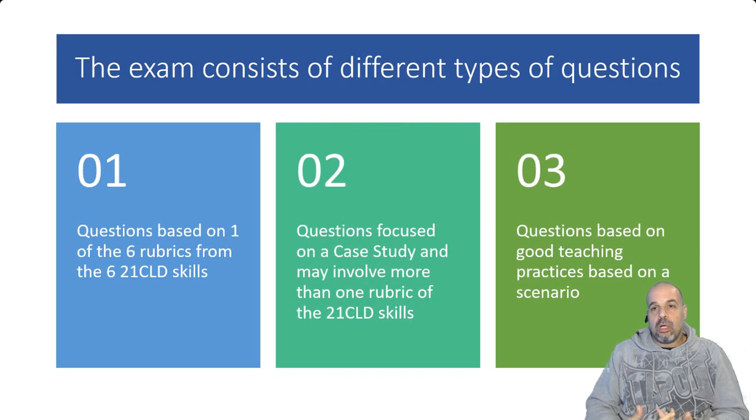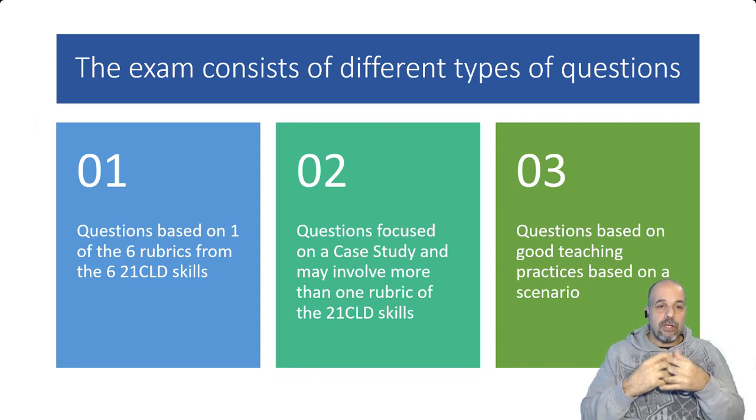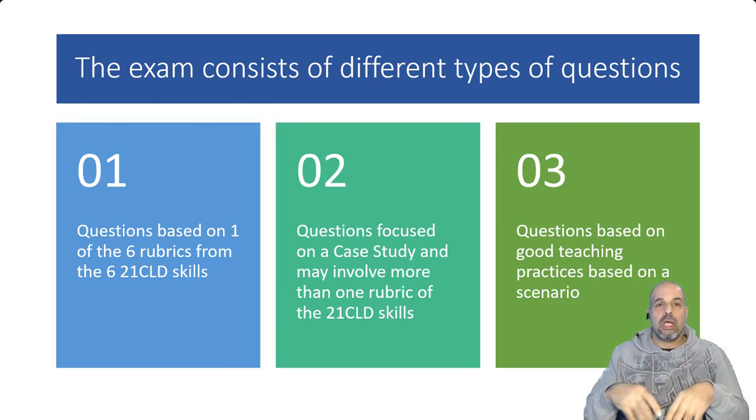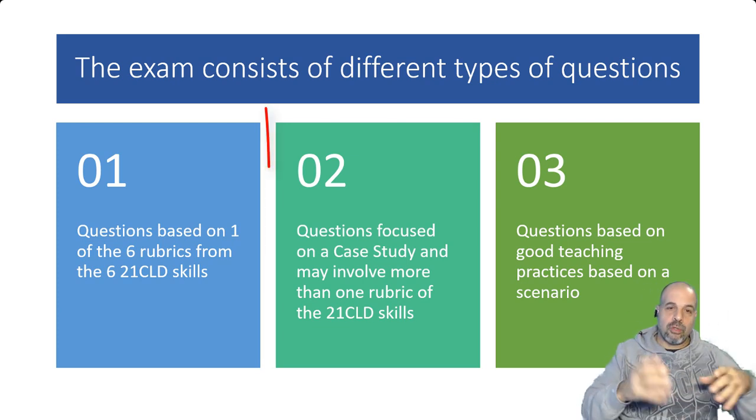Okay, so what kind of questions do we get in the exam? Well, there are 3 main types of questions. The first type is a question which is based on one of the 6 rubrics. So you get a question, it will tell you it's about this particular rubric, and you have to answer the question focused on that rubric.